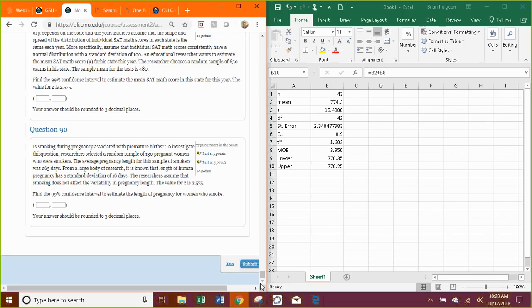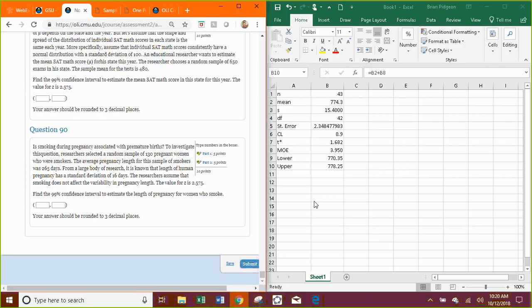Question 90. Is smoking during pregnancy associated with premature birth? To investigate, researchers selected a random sample of 130 pregnant women who were smokers. The average pregnancy was 265.